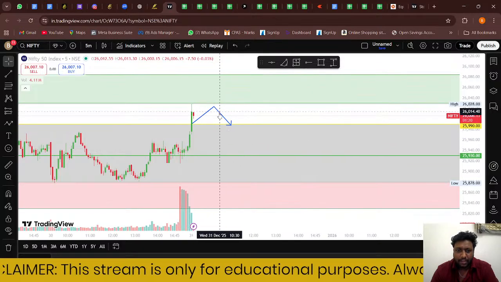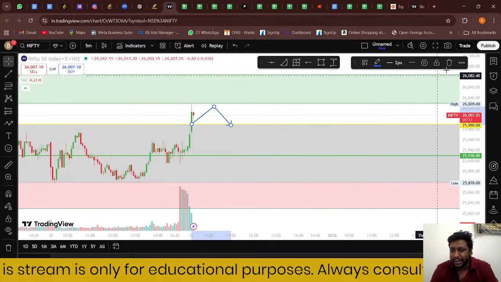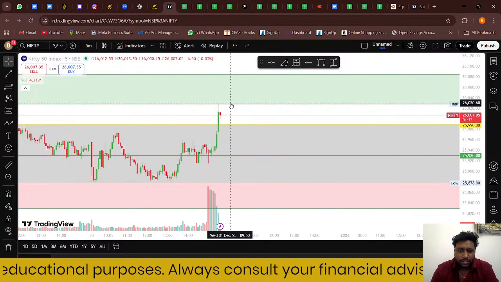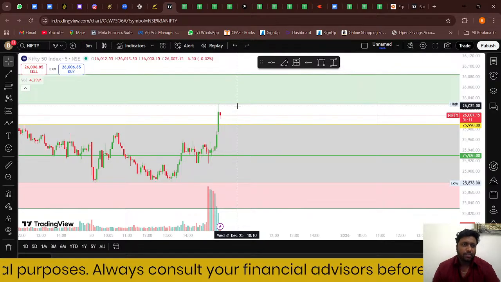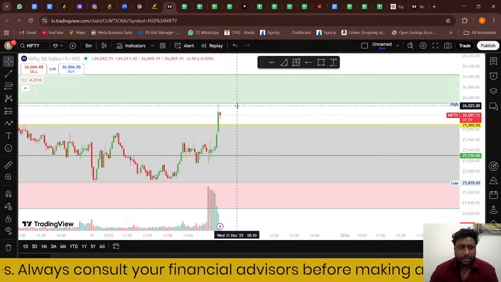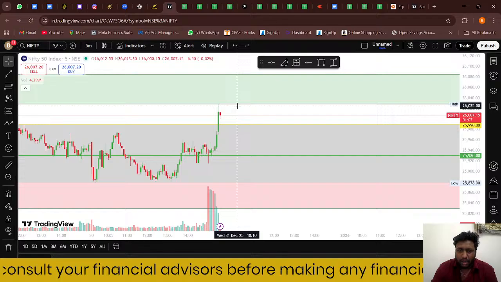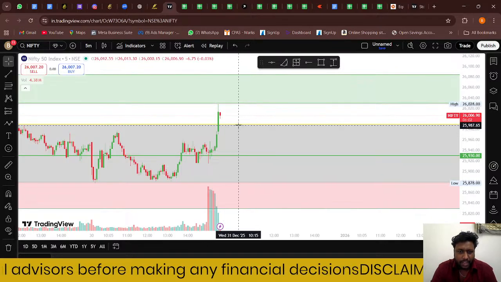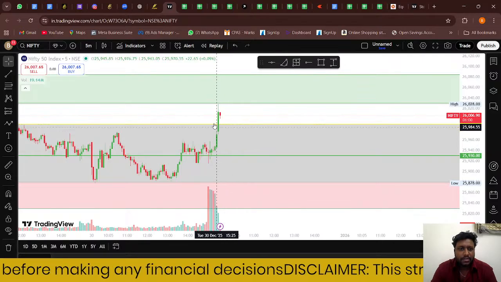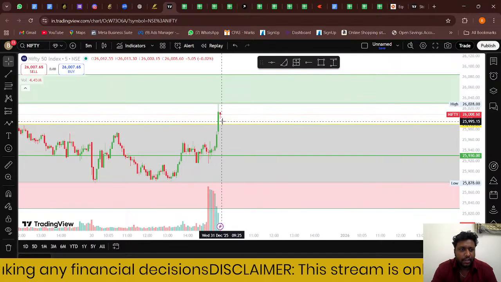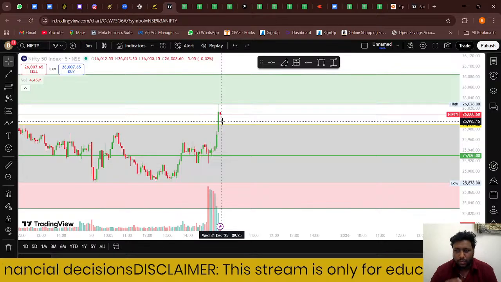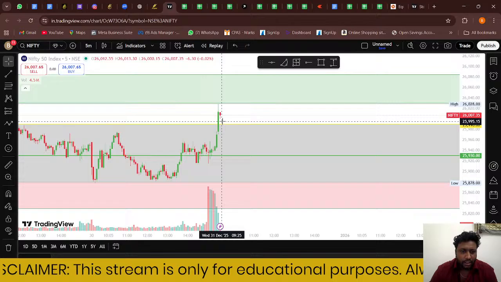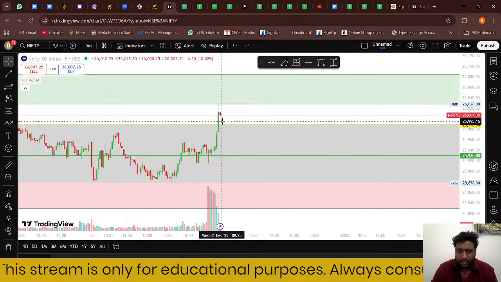For this pullback, until and unless we get a pullback, I prefer not to take an entry over here. R2 is kind of a rejection zone, usually when we are trading on the basis of the pivot line. R2 tends to have more rejection than R1. When R1 is broken, we usually get a pullback. Pullback increases our accuracy. It's always better to take an entry after getting a pullback from this particular level.